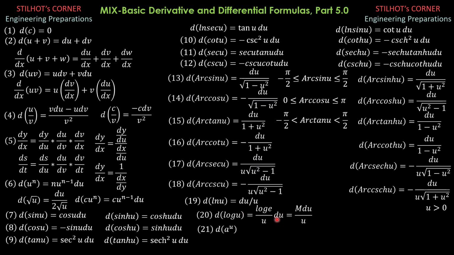Differential of a to the u is a to the u ln of a du. Then finally, from here, differential of e to the u is e to the u du. Because if you follow this formula, it is e to the u ln of e, and ln of e is 1, then du. So that's why it reduces to e to the u du. So that's it for this video. This is again a preparation to the applications and for practicing derivative of functions.